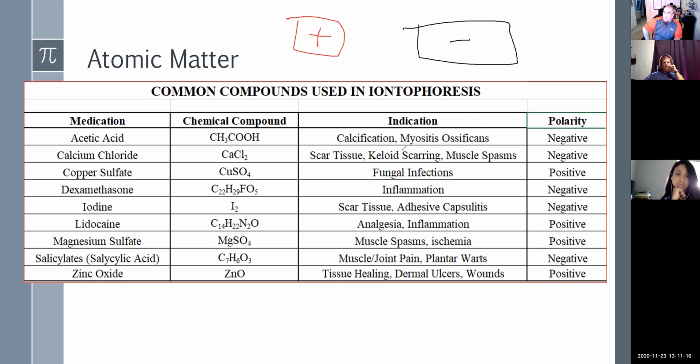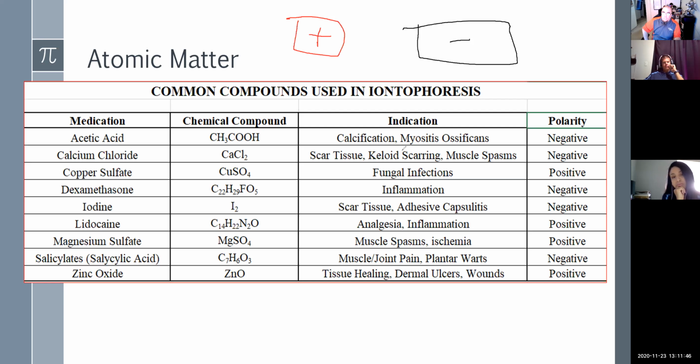And if you notice, there's not a lot of positive stuff here. It's mostly all negative. If you get a question on your boards asking whether this medication is a positive or negative medication, it's usually a safe bet to go negative. There's not too much that's a positive medication, unless we're dealing with something like copper sulfate, lidocaine, and magnesium sulfate.